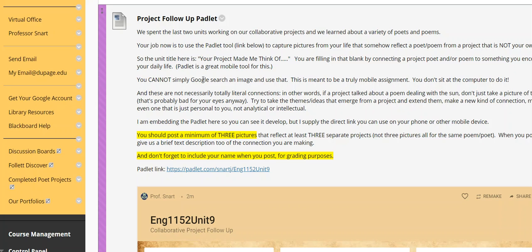The only wrong thing to do is, again, Googling images. That's not really authentic. Don't sit at a computer. Do it mobily on your phone, as you're engaging in your everyday life.